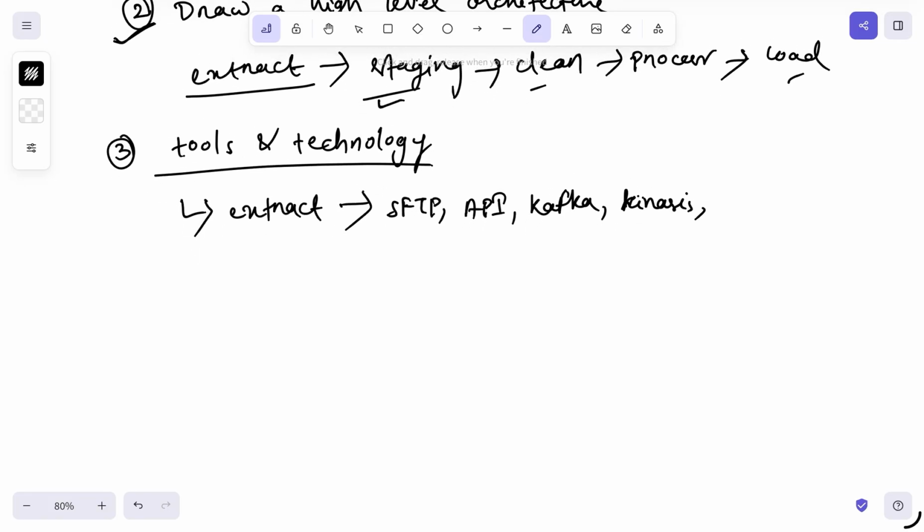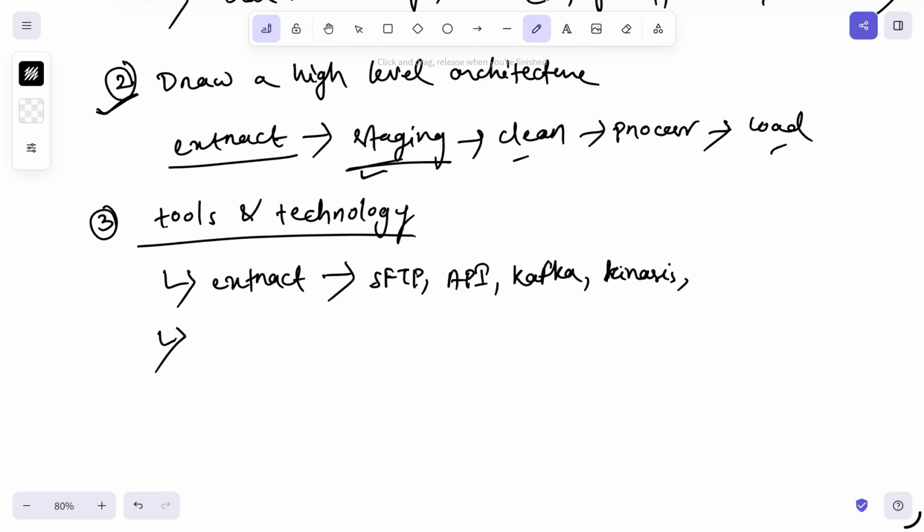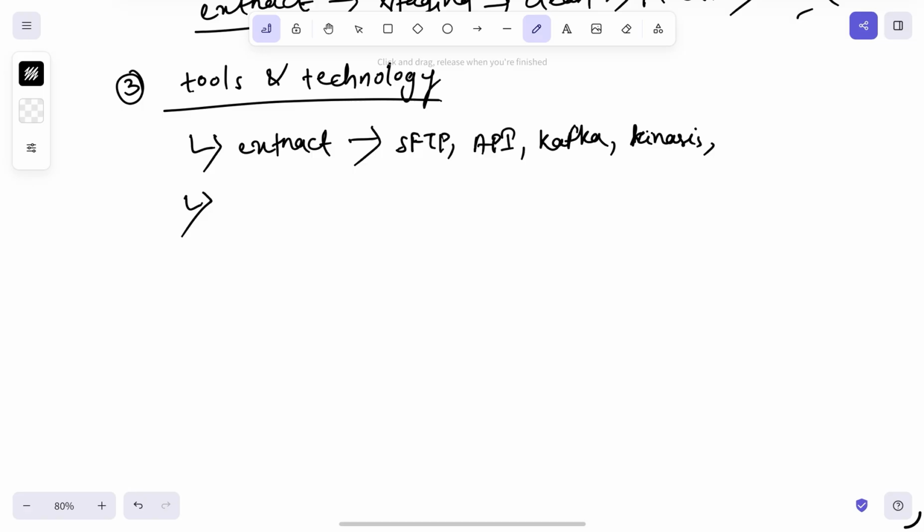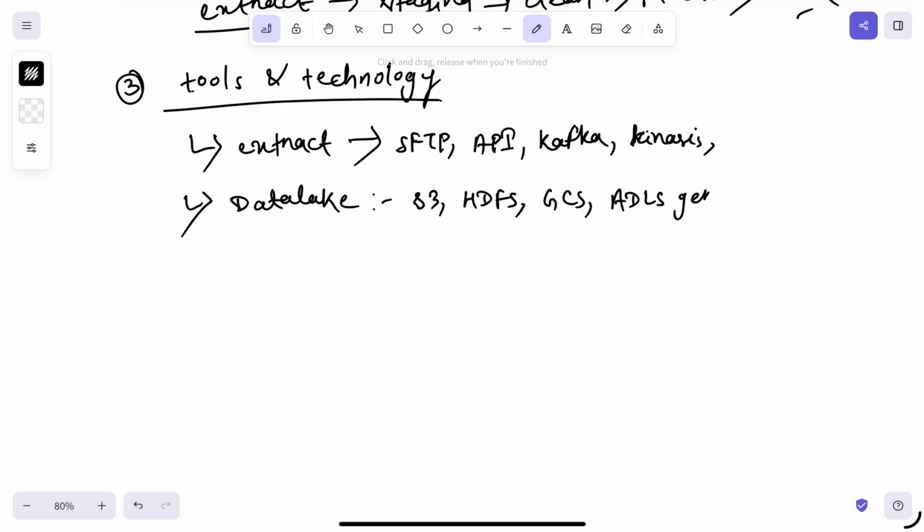Once we extract the data, we have to store it. In the staging layer we will store the raw data as it is, and also we have to store the cleaned data. For that purpose we can use a data lake. For the data lake we can use AWS S3, or HDFS, or Google Cloud Storage, or Azure ADLS Gen 2. This is the data lake part.